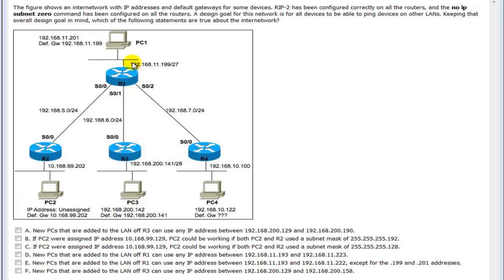What the diagram is implementing here is that everything's set up, all the routers are set up with RIP version 2, and they have the no ip subnet-zero command, as you can see right up here.